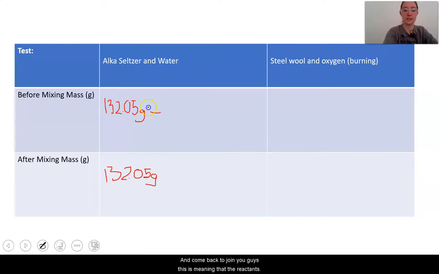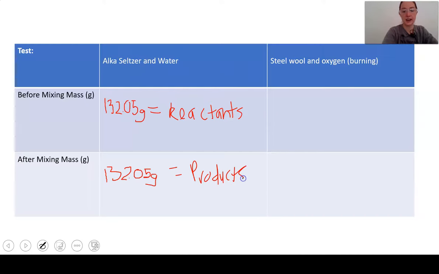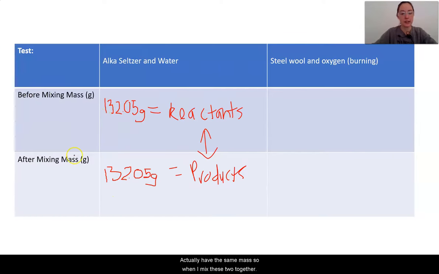This is meaning that the reactants, if we are measuring correctly, and the products actually have the same mass. So when I mix these two together, I did see that the tablet disappeared into the water and became something new, but my mass is still reading 132.05 grams. So that's telling me that all of those atoms that were in the reactants are still there in the products. Really interesting. So our next investigation, we are going to take a look at steel wool and oxygen.